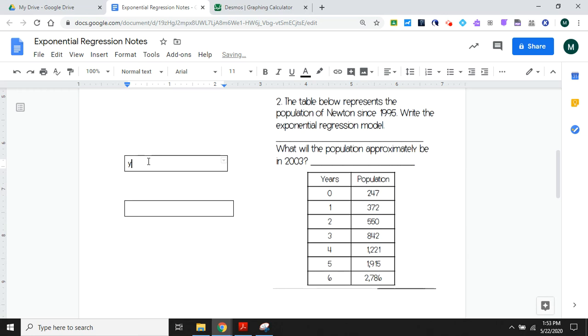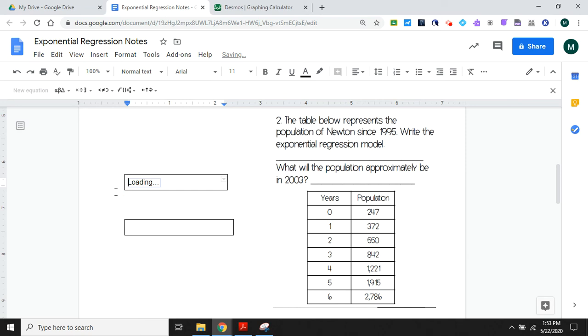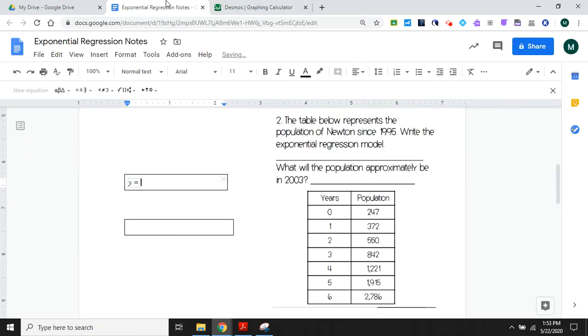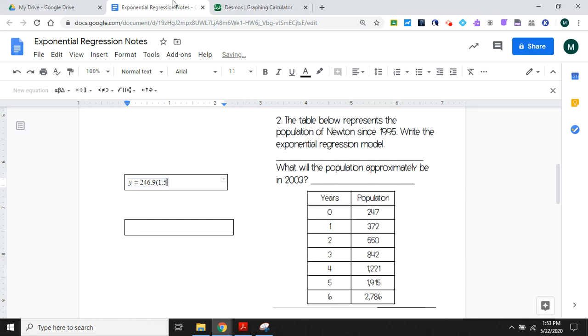Y equals, actually another way if you want to, you can go up and do insert equation. You can do y equals 246.9, oops, put parentheses there, 1.5. And then if you do shift 6, this will pop it up into the exponent for you, and you just put your x there.